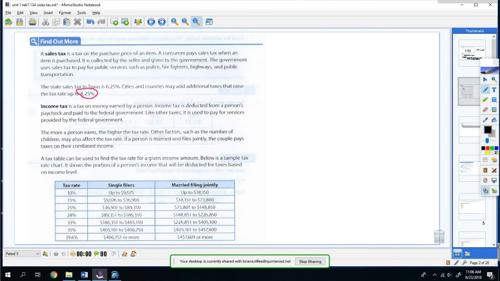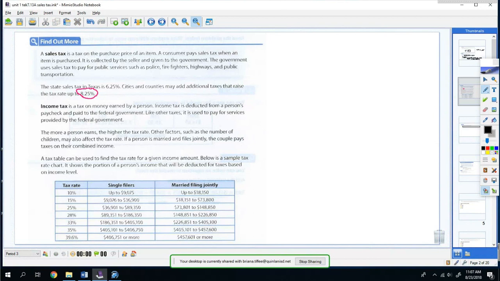Income tax is a tax on money earned by a person. Income tax is deducted from a person's paycheck and paid to the federal government. Like other taxes, it is used to pay for services provided by the federal government. The more a person earns, the higher the tax rate. Other factors such as the number of children may also affect the tax rate. If a person is married and files jointly, the couple pays taxes on their combined income.